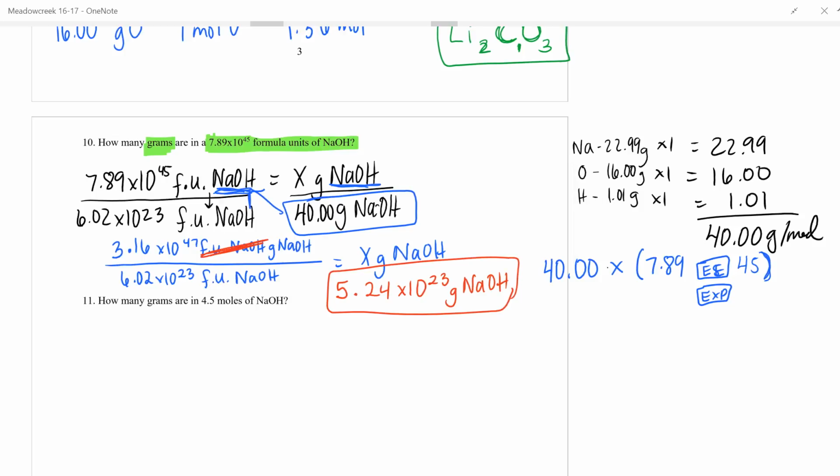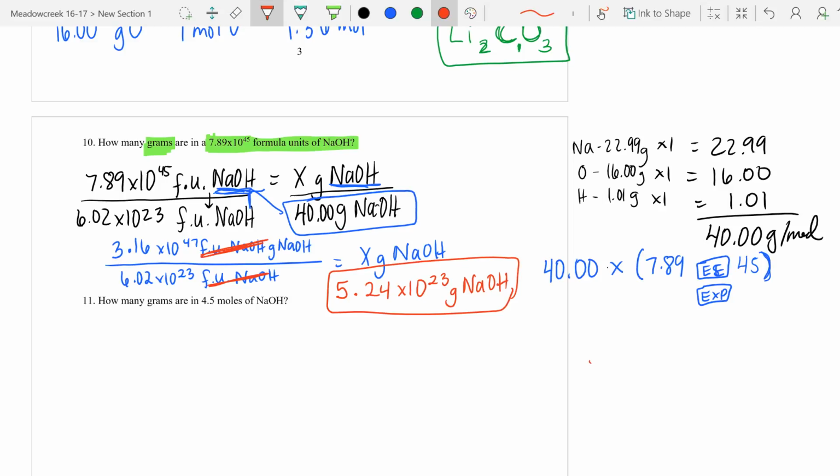So now our last but not least, we have problem number 11. Problem number 11 says how many grams are in 4.5 moles of sodium hydroxide? And we know that they're giving us 4.5 moles sodium hydroxide. So we write down what's given, 4.5 moles sodium hydroxide. We set it equal to what they're looking for, which in this case is grams. We want our highlighter. Grams. Okay, so we're going to set it equal to X grams of sodium hydroxide.